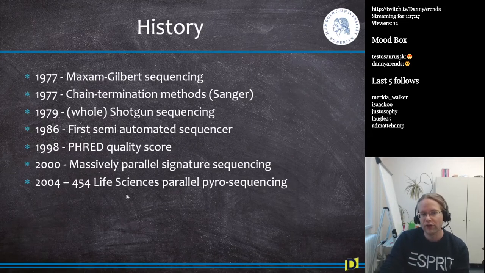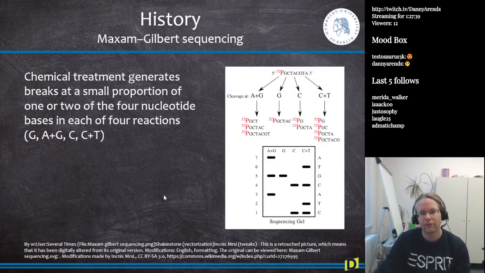And in 2004, we have the 454 Life Sciences parallel pyrosequencing, and we will talk a little bit about pyrosequencing because it's different from whole shotgun sequencing. It's an interesting sequencing technique to talk about.